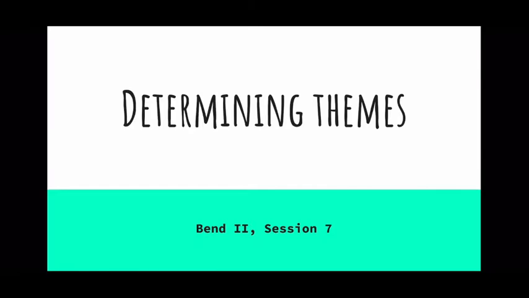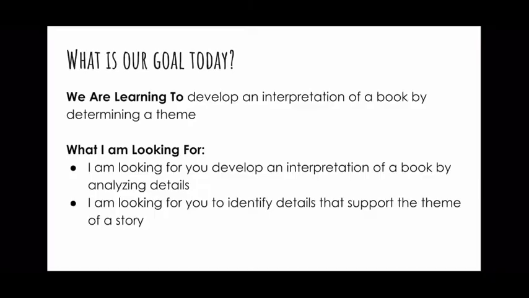Hey guys, so today we're going to be continuing our reading unit in historical fiction, but we're going to be shifting our focus into determining themes. So just to get a good start to our lesson, we're going to review what the goal is for today. The goal is that we are going to learn how to develop an interpretation of a book by determining a theme, and we're going to get into what exactly that means.